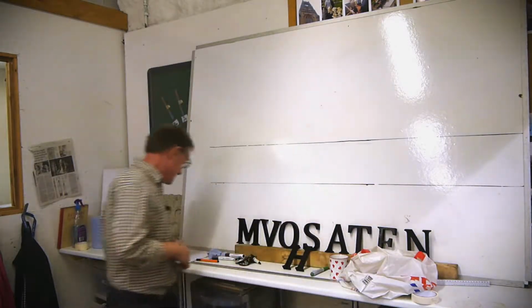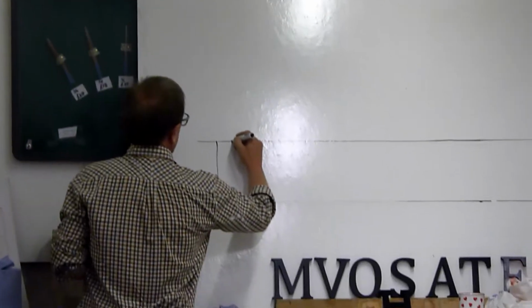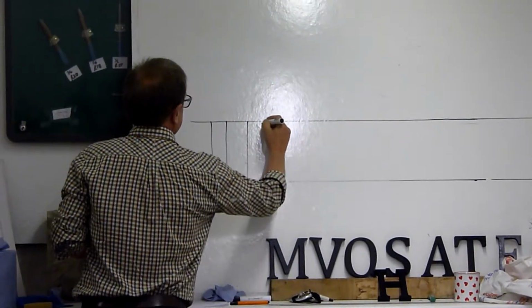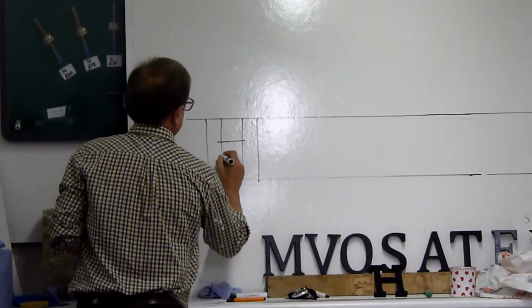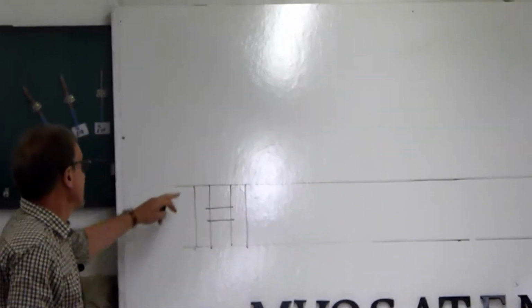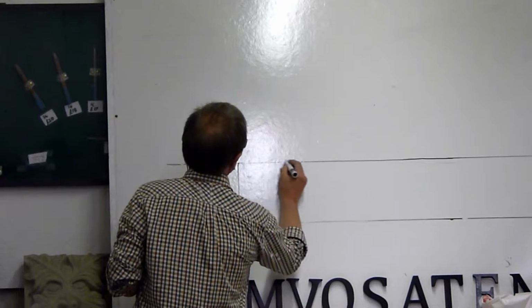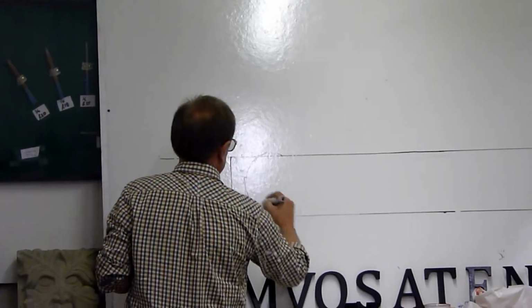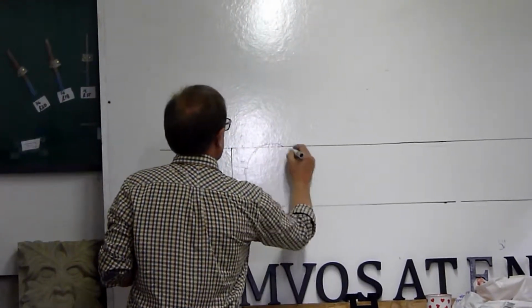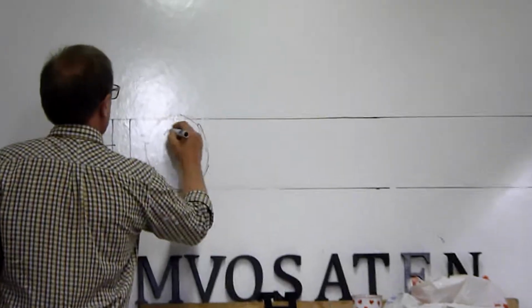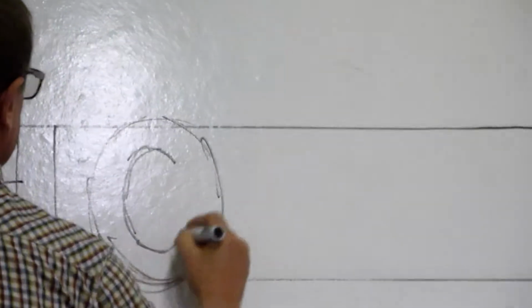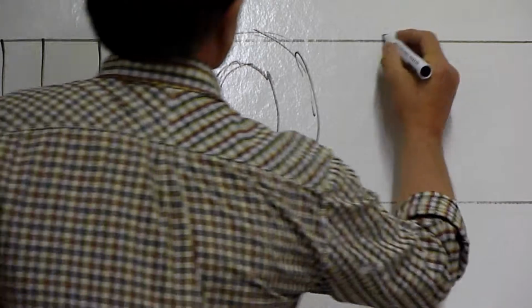Now another thing about letters is square letters. They sit on the top and bottom line. Round letters go slightly above and below the line.